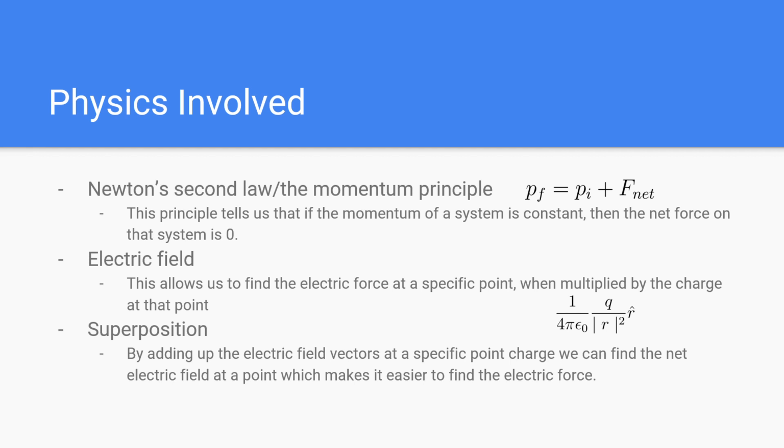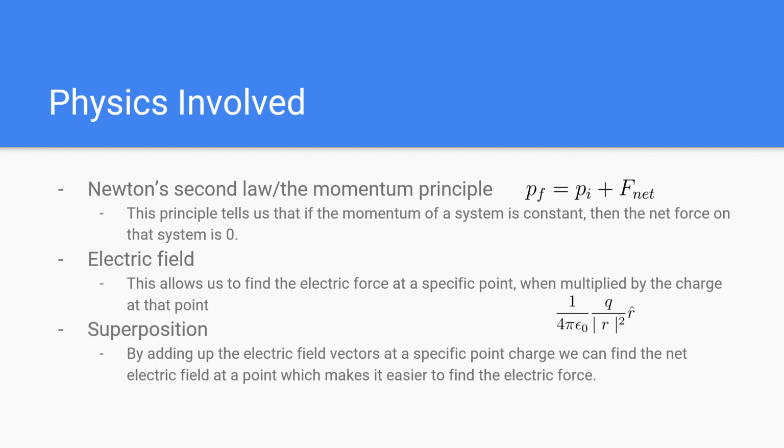So let's quickly go over what physics principles were involved. The most important one, which always seems to be the most important one, is Newton's second law, which is sometimes called the momentum principle. This principle tells us that if the momentum of a system is constant, then the net force of the system is zero, and of course the inverse is true: if the momentum of a system is not constant, then the net force is not equal to zero.